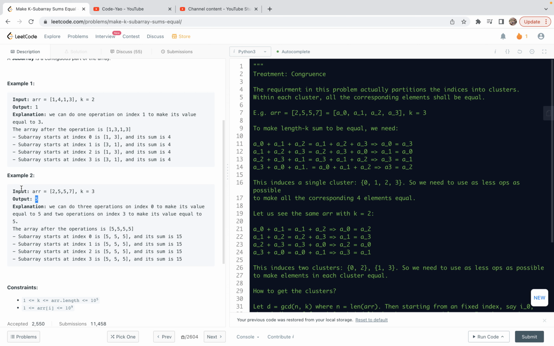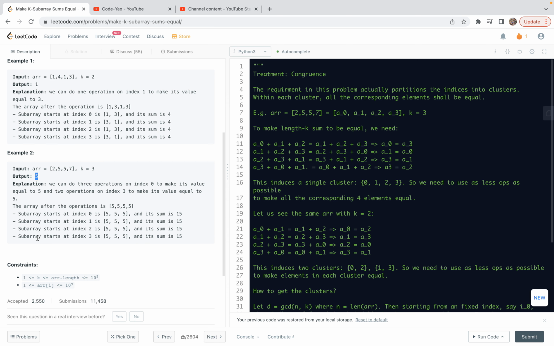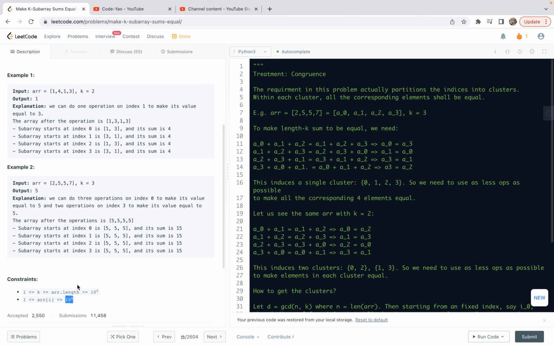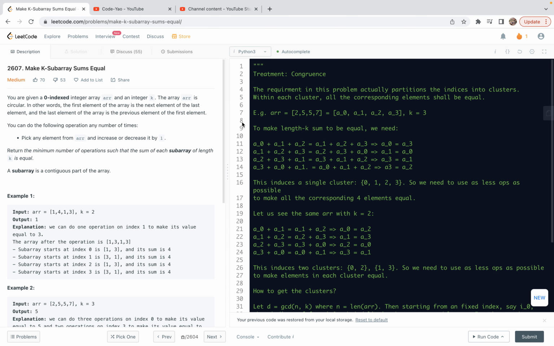We're going to digest this example and the generic case in the explanation. Before we look at the explanation, let's look at the constraints. First, k is bounded below by 1 and is less than or equal to the array length, which is bounded by 10 to the power 5. This number 10 to the power 5 is decently large, and it defines the problem size upper bound. Secondly, the elements in the array are bounded below by 1 and above by 10 to the power 9. With that said, we can go to the analysis.